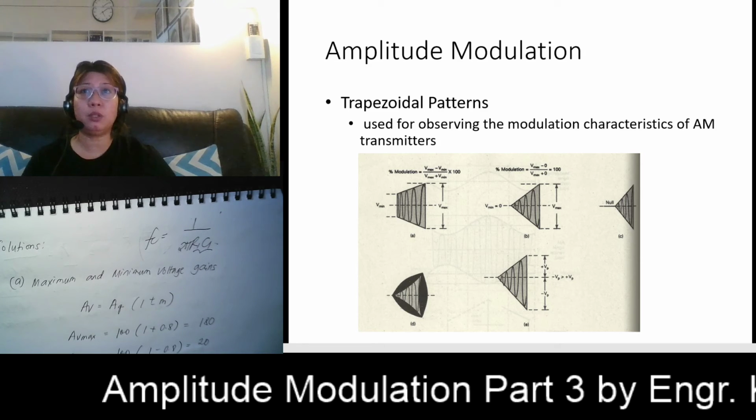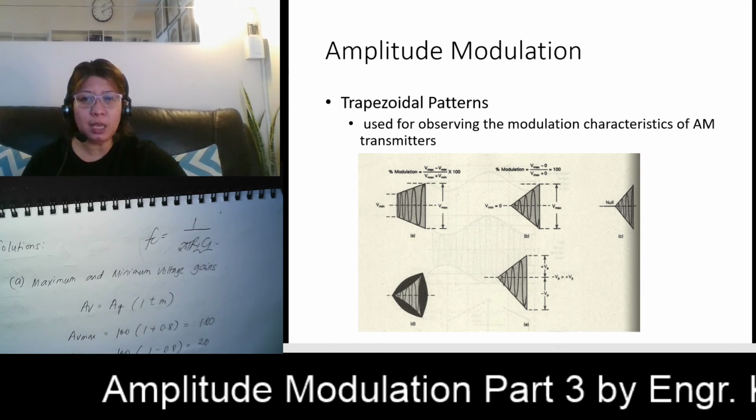So you have here the modulation characteristic. You can see the coefficient. We can solve for the modulation coefficient, and we can see the modulation symmetry using the trapezoidal patterns. Your modulation characteristics can be examined with an oscilloscope. So we can see this in an oscilloscope. A trapezoidal pattern is more easily and accurately interpreted. So we have here several figures.